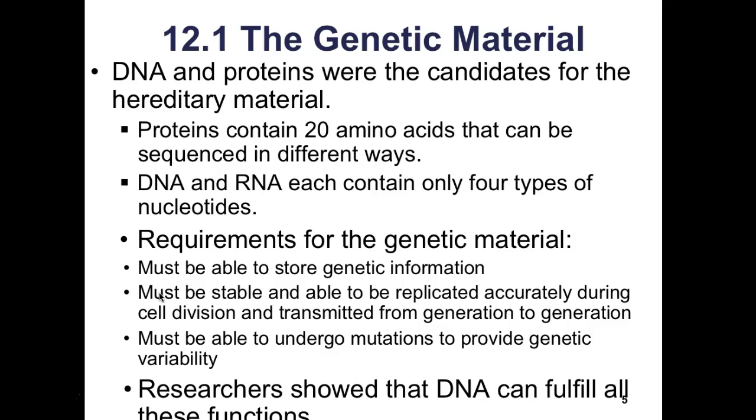The genetic material must be able to store genetic information, must be stable and able to replicate accurately during cell division and transmit it from generation to generation, and it also must be able to undergo mutations to provide genetic variability. So that is what scientists were looking for when they were trying to search for which molecule is responsible for doing this. And researchers showed that DNA can fulfill all these functions.